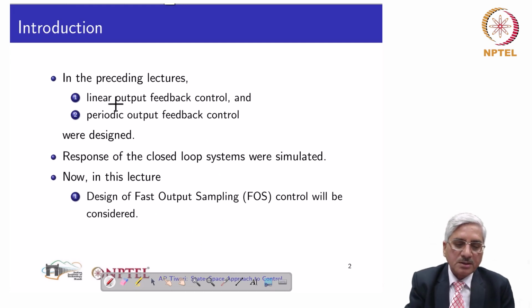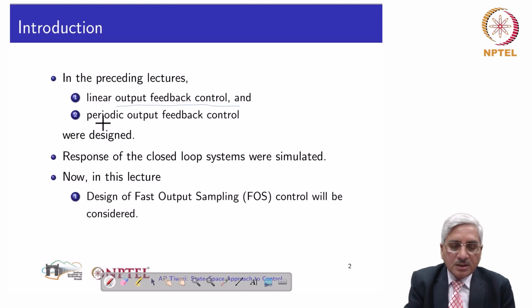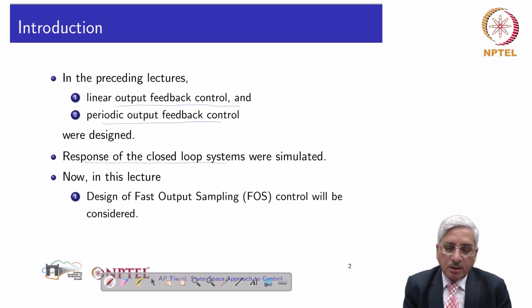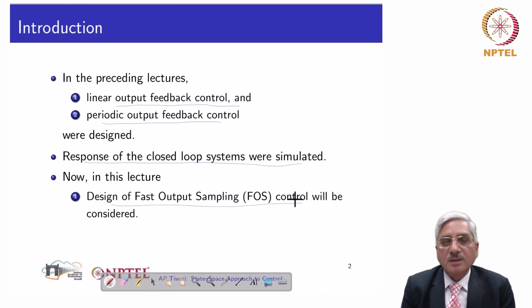We considered first a linear output feedback control. Then we considered the periodic output feedback control. Both could be designed and both gave responses to the closed loop system depending upon the relative merits or demerits, which we saw. In this lecture, we are concerned with the design of fast output sampling control for the nuclear reactor, and it will be considered.